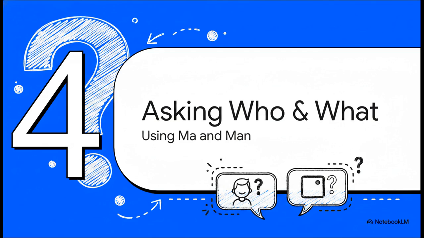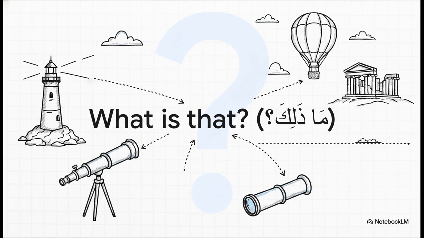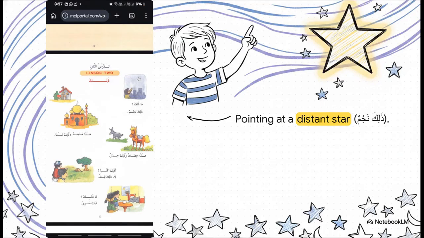Let's keep rolling with Section 4, asking who and what. So, with those structural rules safely in our pocket, let's put dhalika into action. If you want to ask about an inanimate object off in the distance, you simply pair dhalika with the question word ma, which means what? Ma dhalika. What is that? It's a beautifully simple, incredibly concise two-word question. For example, let's say you're pointing far up into the night sky. You would say, that is a star. Honestly, the sheer distance of a star makes it the absolute perfect noun for practicing dhalika.